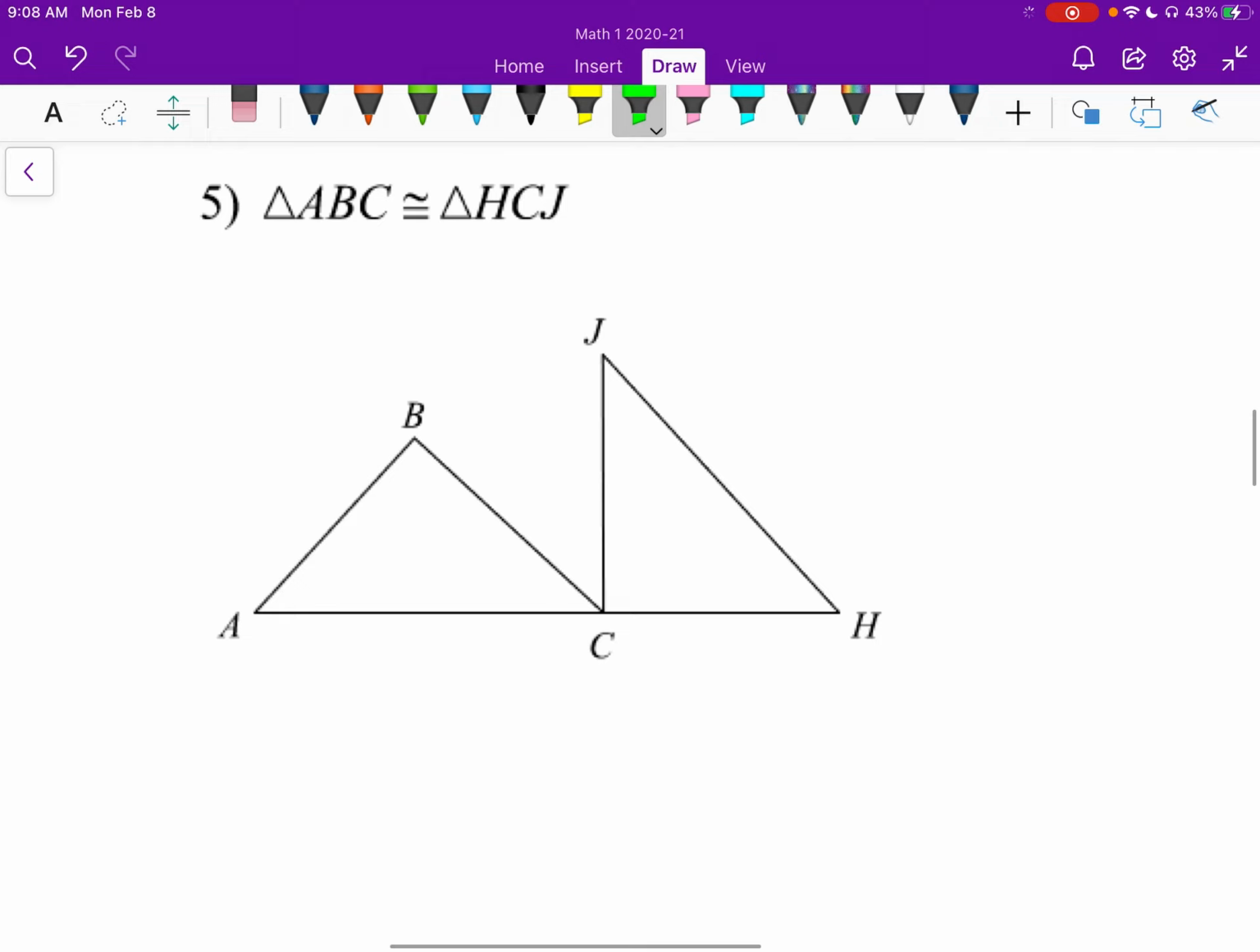Let's look at number 5. Triangle ABC, well, that's the triangle on the left, and then HCJ is the triangle on the right. So triangle A, triangle H, we know that A is congruent to H. We know that B is congruent to C. And then C, for the left one, is congruent to J for the right one.